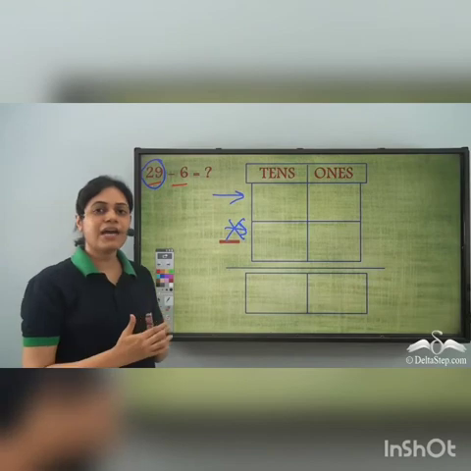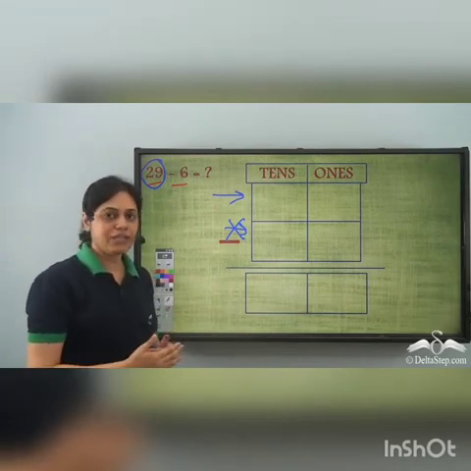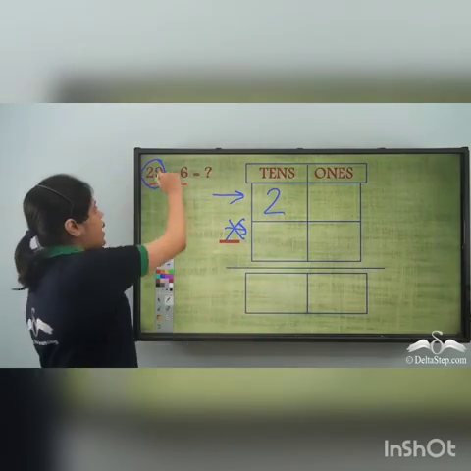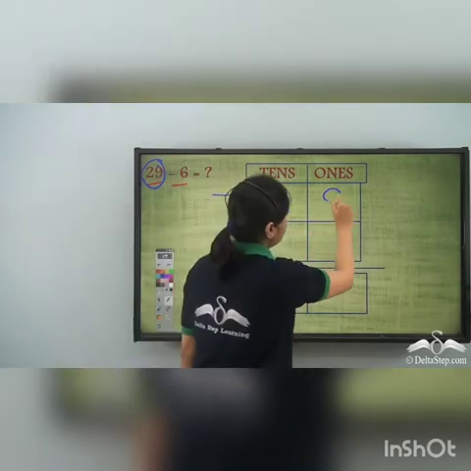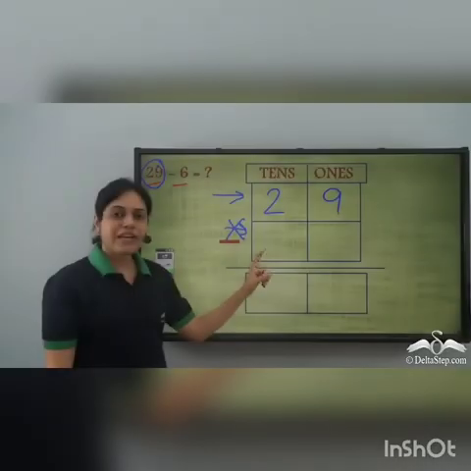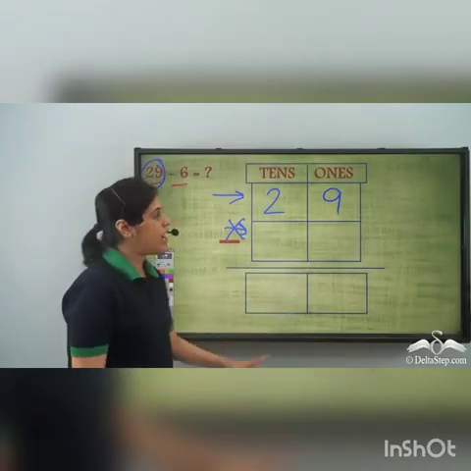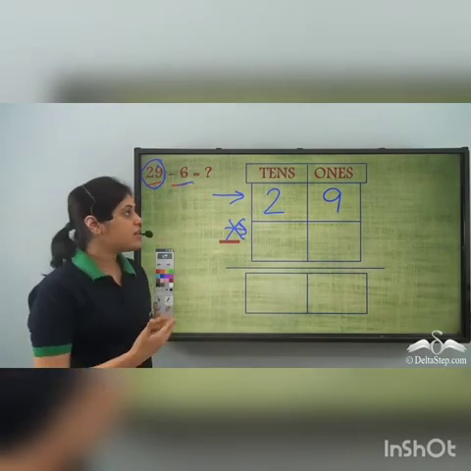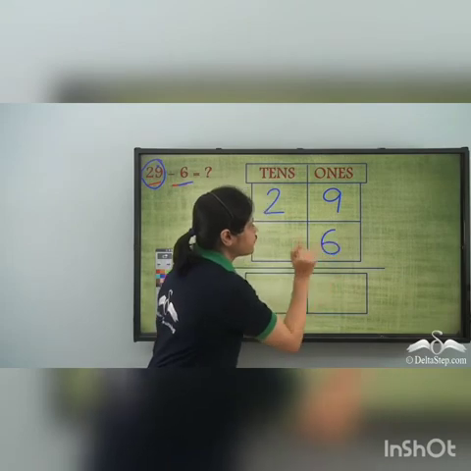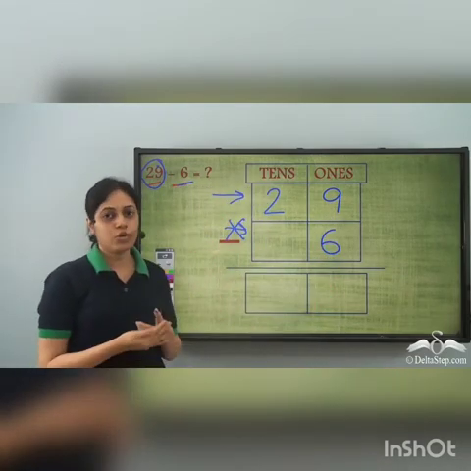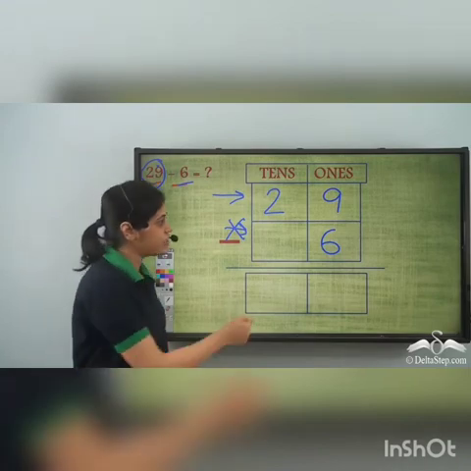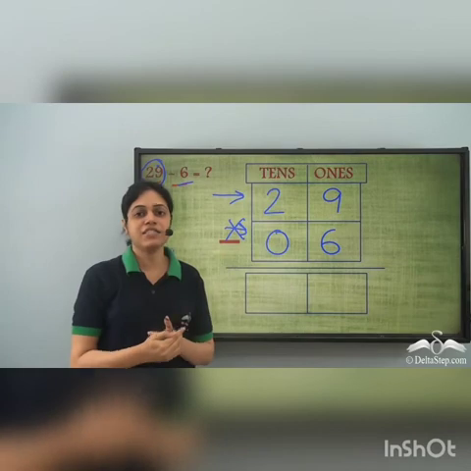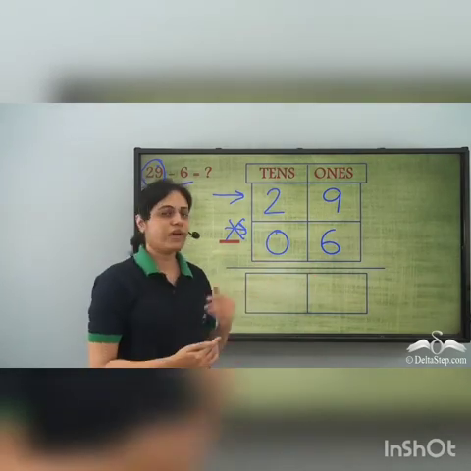Now 29 has 2 tens and 9 ones. So let me put 2 in the tens room and this 9 in the ones room. Next, in this second row, I will put my second number, which is 6. Now in 6, there are 6 ones. And how many tens? No tens or 0 tens, because 6 is a one-digit number. So it has 0 tens and 6 ones.